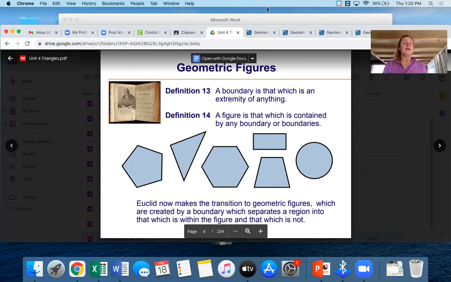So back to Euclid, he now makes the transition to geometric figures, which are created by a boundary, which separates a region into that which is within the figure, and that which is not. So essentially everything we've been doing before this moment wasn't about an actual shape. It was about a point, a line, a plane, things like that. Now we're going to look at actual shapes, okay?